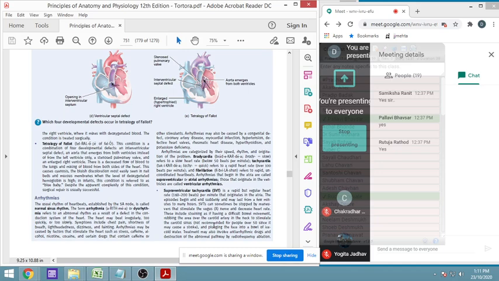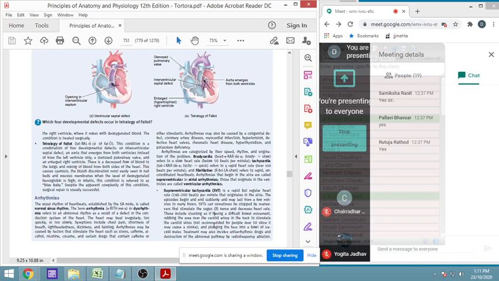Okay, there is one more important term that is called fibrillation, that is rapid uncoordinated heartbeats. Okay, it is not coordinated. So fibrillation is rapid uncoordinated heartbeats.